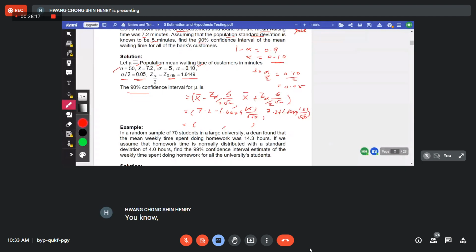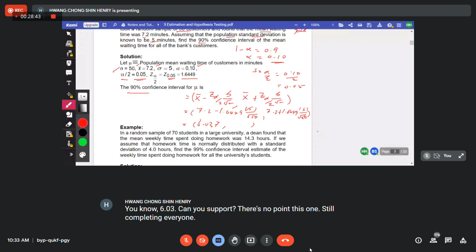Yeah, 6.036, right? The lower boundary. 7. Can you use for decimal point? This one? Still calculating, everyone. Yeah. 8.363.